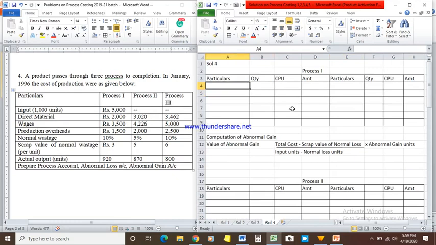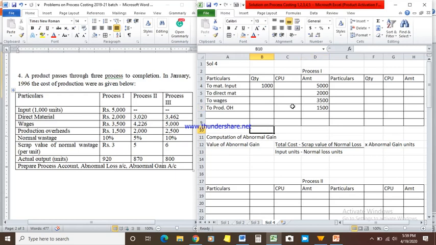First process. To material input, that is 1000 units, so 5000 is the amount. To direct material 2000, to wages 3500, to production overheads 1500.